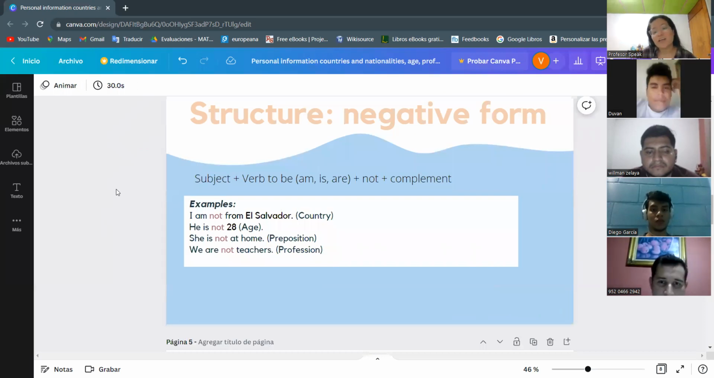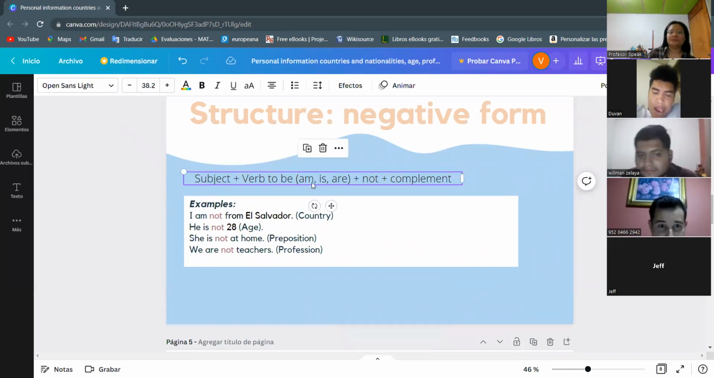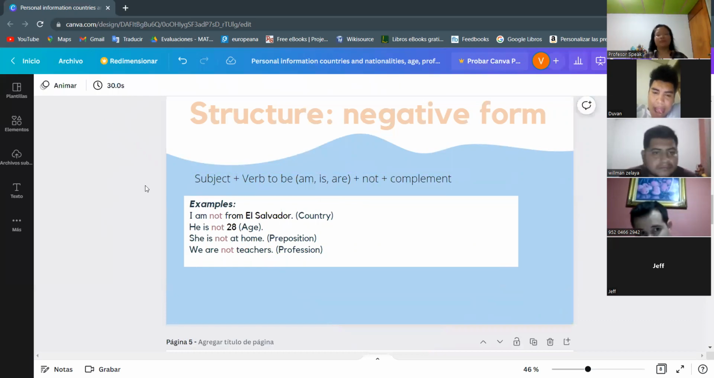The structure in the negative form. Francisco, can you help us read the structure, please? Subject plus verb to be, am, is, are, plus not, plus complement. The examples too, please. I am not from El Salvador. He is not 28 years old. She is not at home. We are not teachers. Good, thank you.